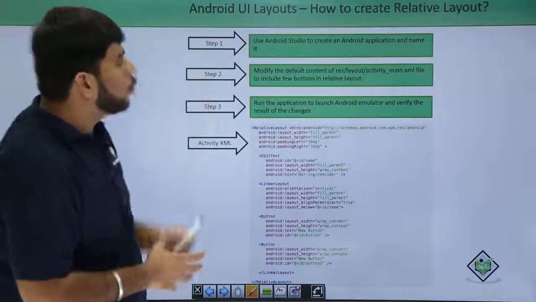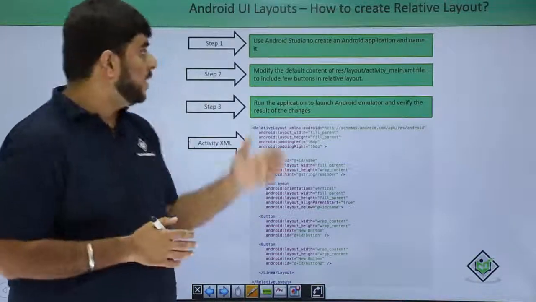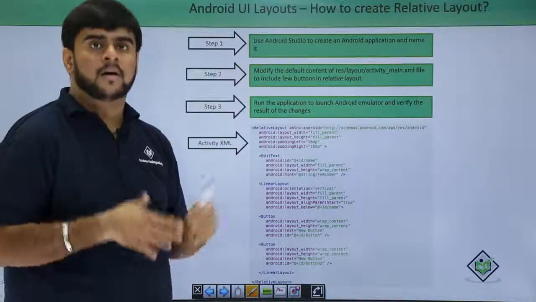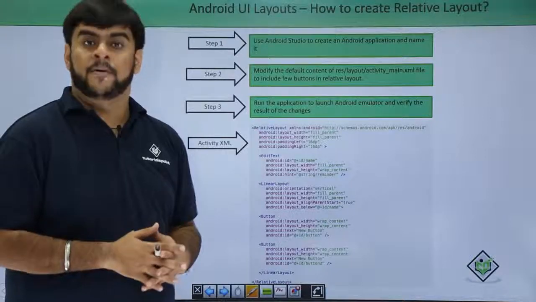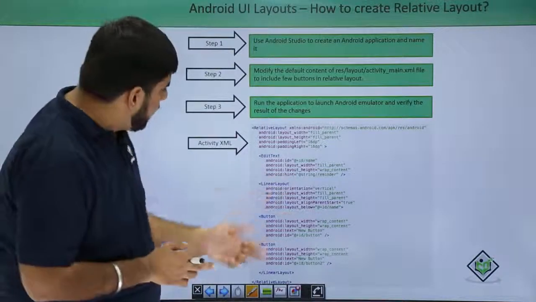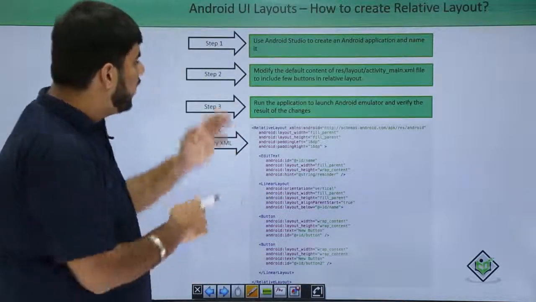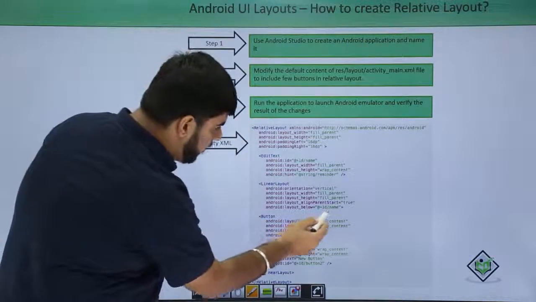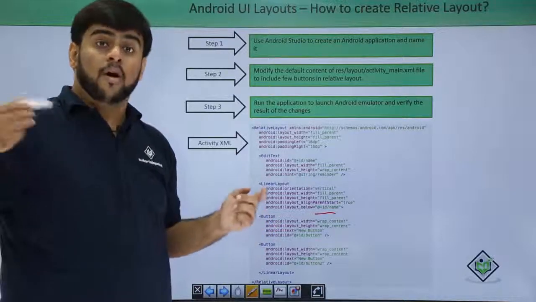So now let's open our Android Studio, create a new project, name the project Relative Layout Demo, and then you would have some default content present in the activity main XML. This content would have some buttons in the relative layout, and you would see that all these buttons, or all these relations, would be in relation with a particular view or view group.